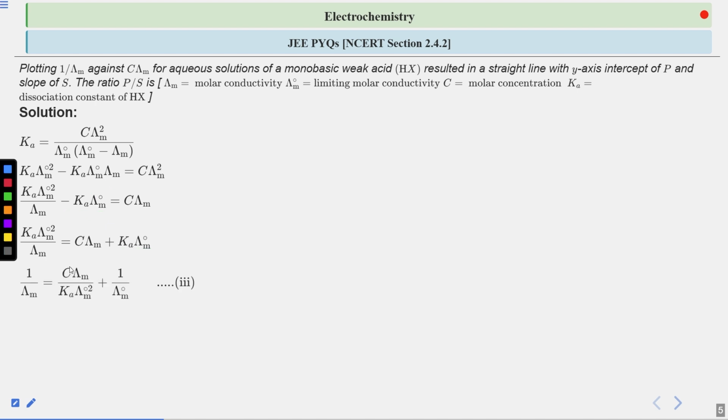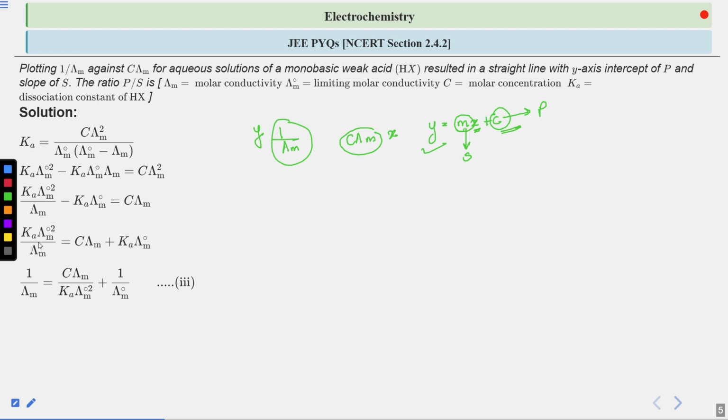Now we have to take 1 by lambda m as y and C lambda m as x, in the equation y equals mx plus c, which is an equation of a straight line. Y represents the y-axis variable, x represents the x variable, m is representing the slope, and c is representing the intercept. Here c is p and m is s, as per the given question.